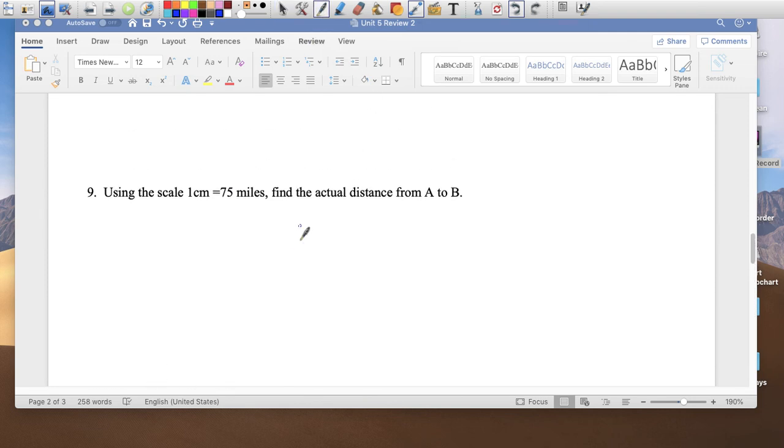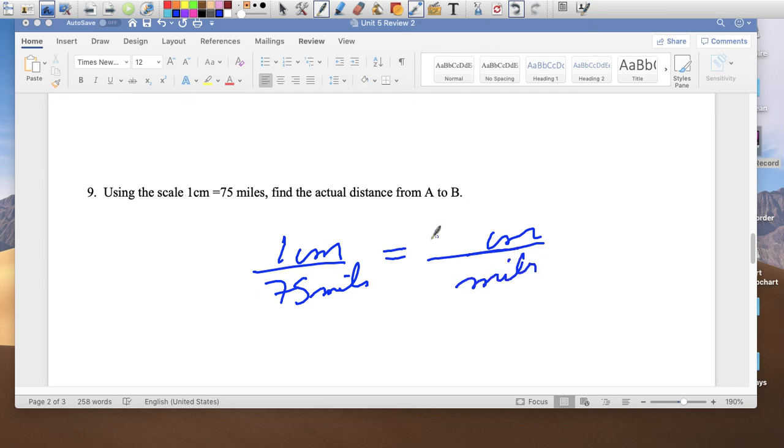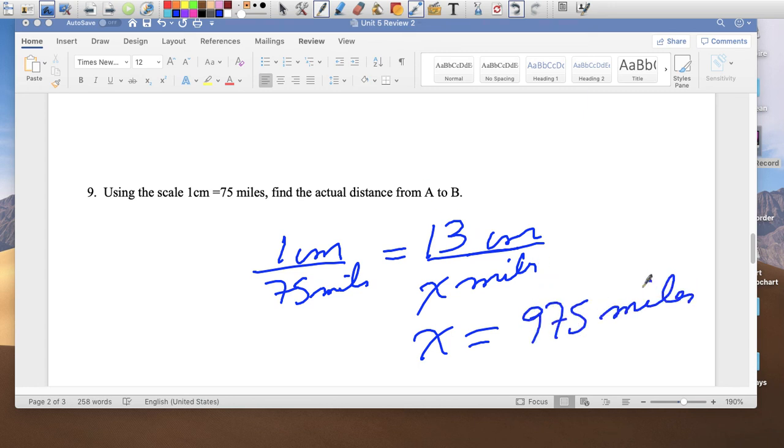So here's my scale. 1 centimeter equals 75 miles, which means that, again, centimeters and miles. So 13 centimeters on the map is equal to how many miles, and that's going to be my x. Simple enough. X times 1 is x. 13 times 75 is going to give me 975. So in real life, the distance between those two cities is 975 miles.